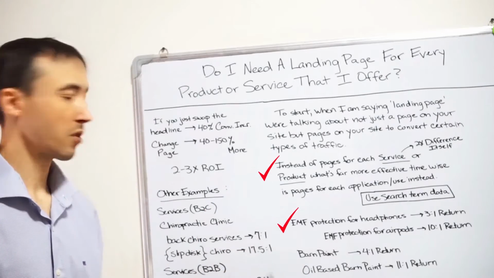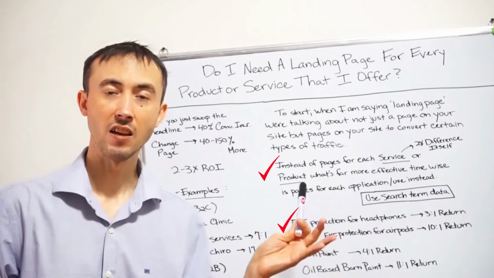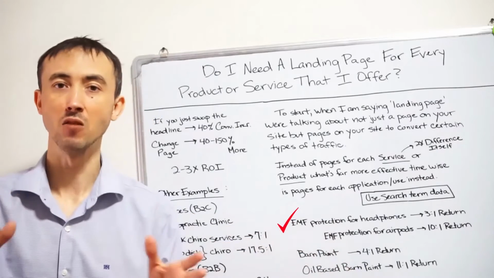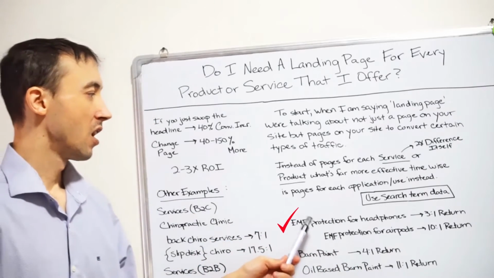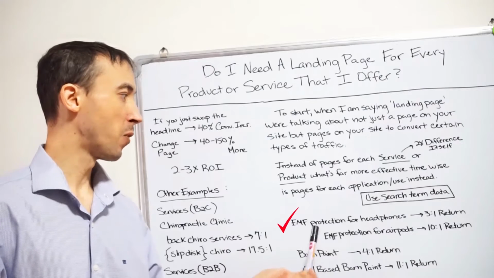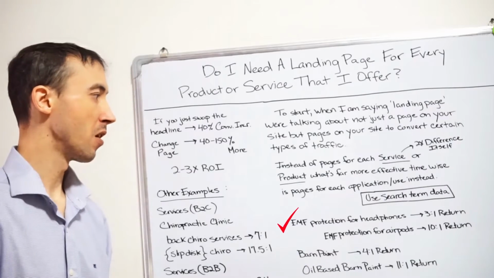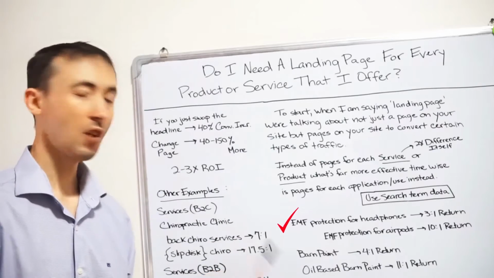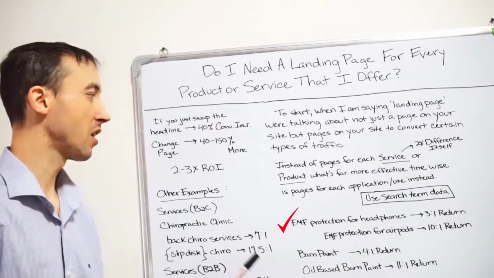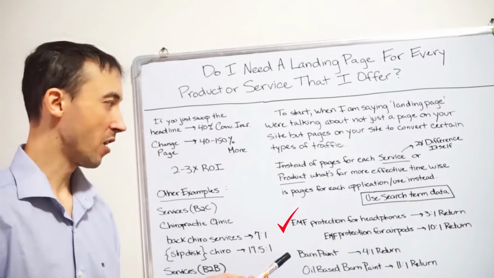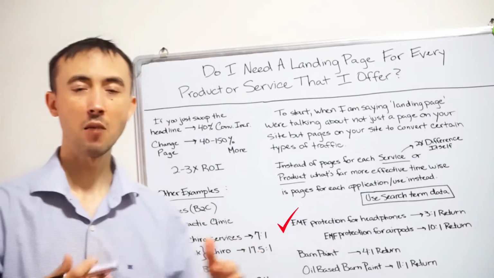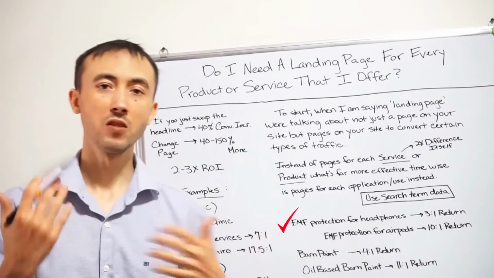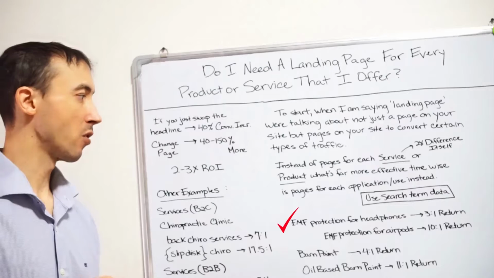Now I'm going to get into some examples of how much this stuff works and in what specific circumstances, so you can apply this to your own business and get excited about doing it for your own business. I had a client who provided an EMF protection product that helps block EMF from cell phones and stuff like that. And they had a product for headphones, earbuds, whatever. It's all in that general category.